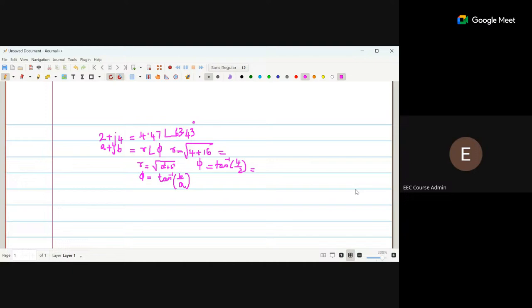Ma'am, after getting 4.47, I have pressed simply 10. After that, the equal sign is given. Equal to, you have got 4.47, right?